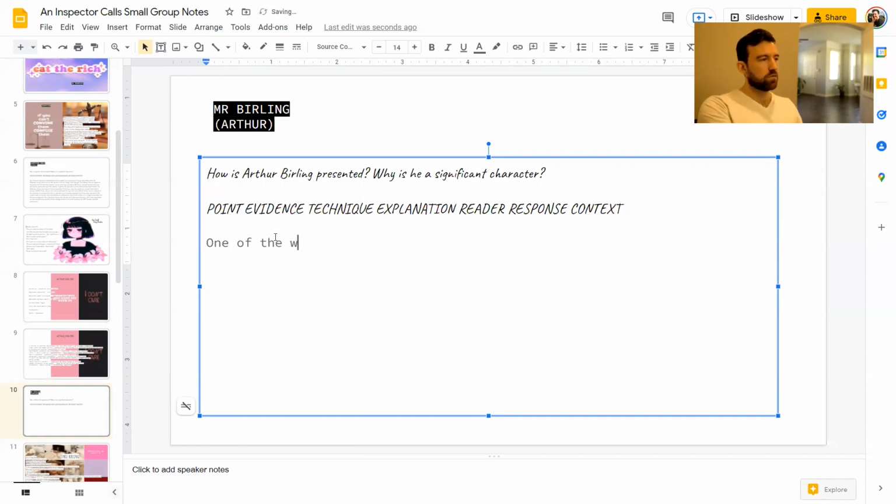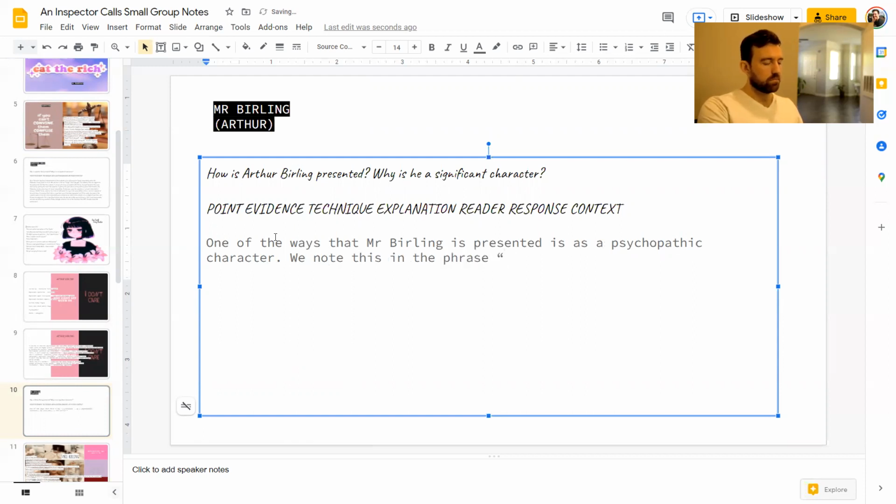So one of the ways that Mr. Birling is presented is as a psychopathic character. We note this in the phrase, which one shall we do? "Lower costs and higher prices." So this is our point. This is our evidence. Now we're going into technique and then we're going to go into explanation. So lower costs and higher prices.